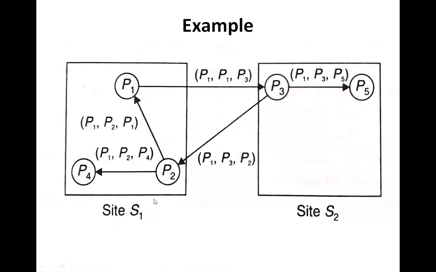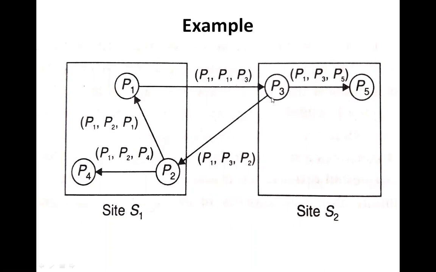Now there are two sites, S1 and S2, and suppose that the process P1 gets blocked when it requests a resource which is available at P3. So it is in the wait state, and it will send a probe message. The first element is P1, the initiating process. Second is the identifier of the process that is sending it, that is P1, and third is to whom it is sending it, that is P3. So P1 generates this probe message (P1, P1, P3) and sends it to P3.